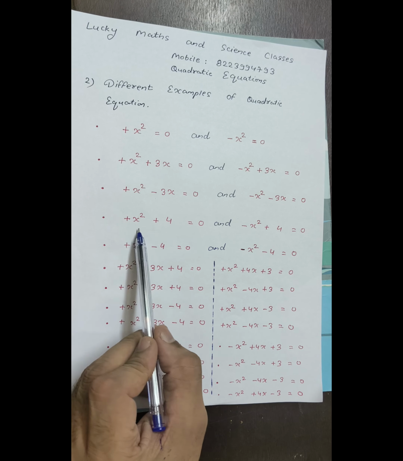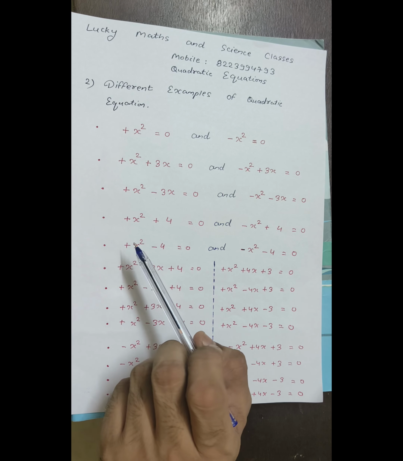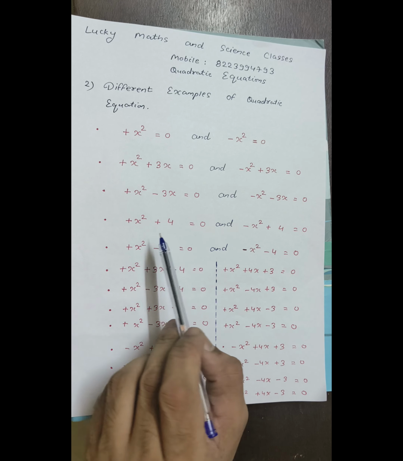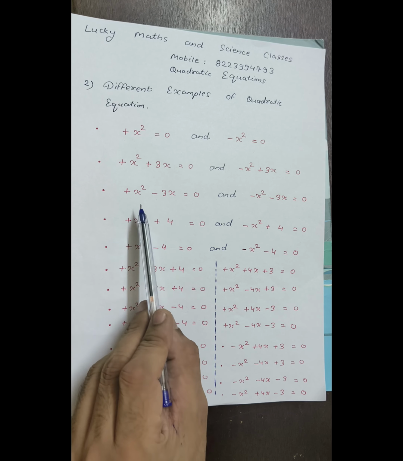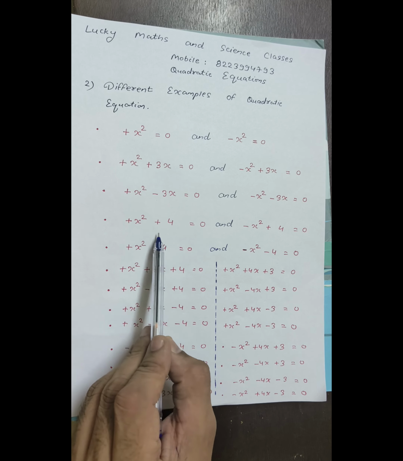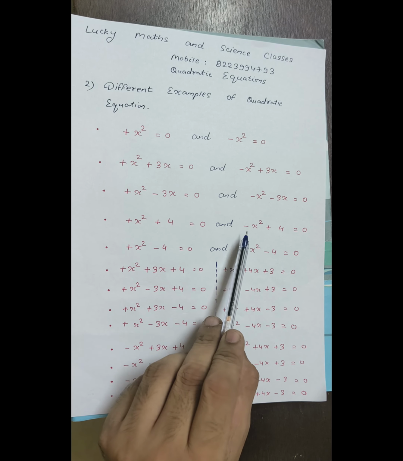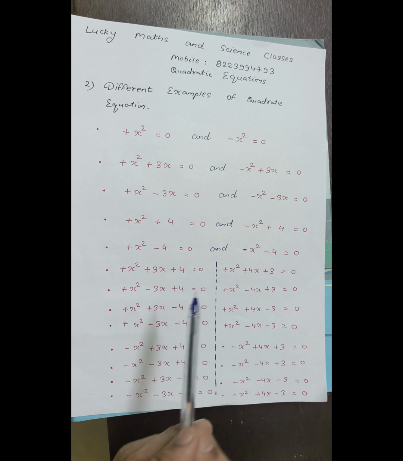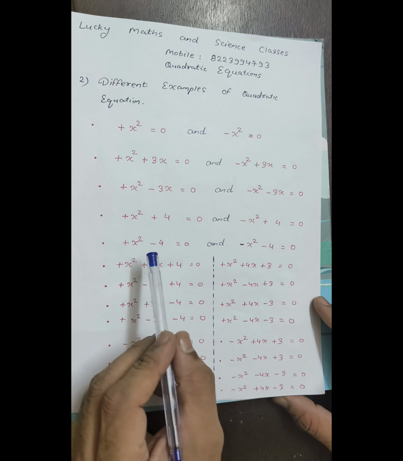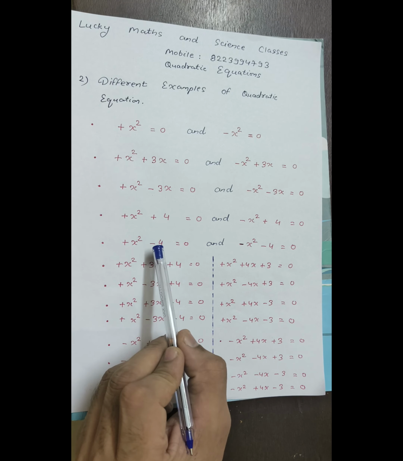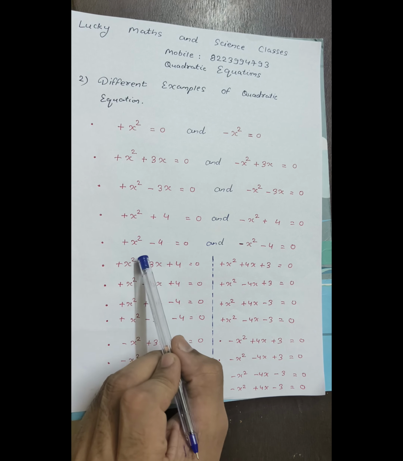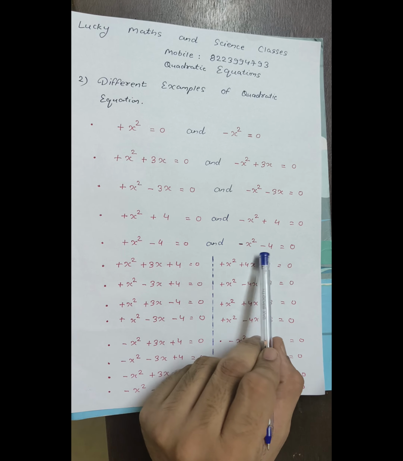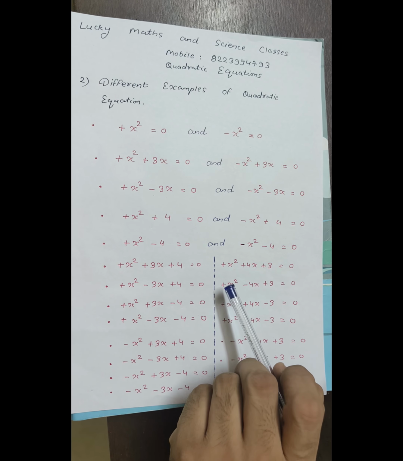Fourth possibility, now this time I have taken small b, in ax square plus bx plus c, the middle term, equal to 0. Plus x square plus 4 equal to 0, or minus x square plus 4 is equal to 0. Coming to next possibility, constant can be positive or negative. Plus x square minus 4 is equal to 0, or minus x square minus 4 is equal to 0.